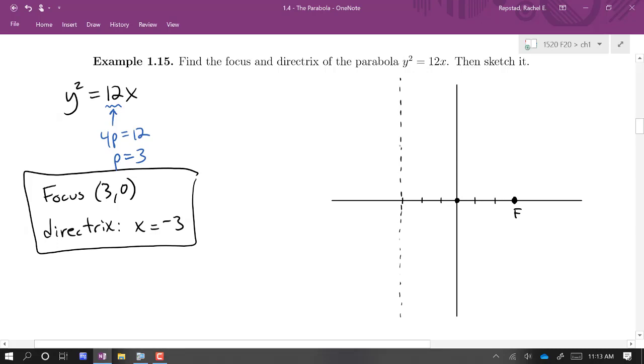Now you can make it a little bit more accurate if you want, by just finding another point or two. Like if x is equal to 3, there's going to be two different y coordinates, one positive and one negative. Then y squared is 12 times 3, which is 36, and that means y is plus or minus 6.